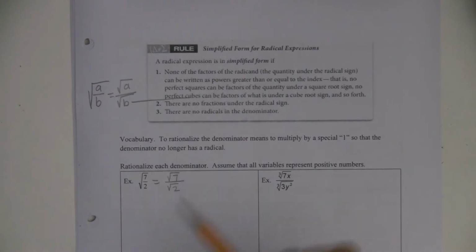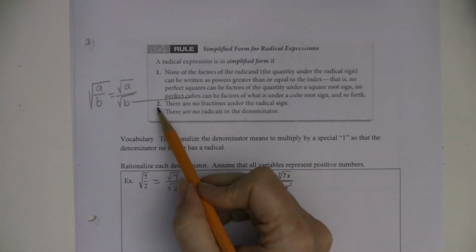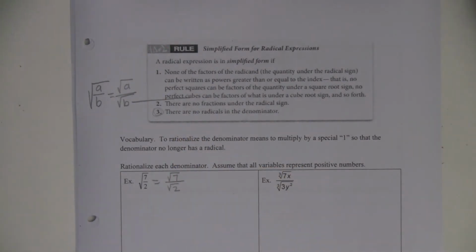And now the problem is number 3. It's not simplified now because it says no radicals in the denominator. The square root symbol is a radical. Also the cube root symbol is a radical. And so I have a radical in the denominator, and that's not simplified. So I want to get rid of that radical in the denominator.